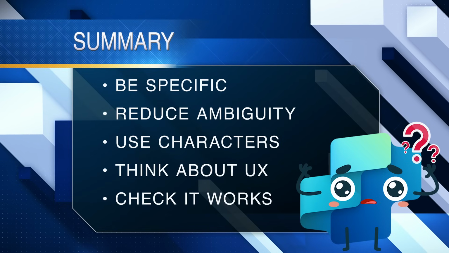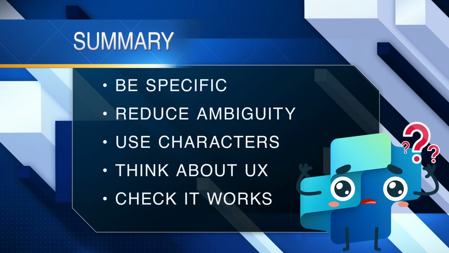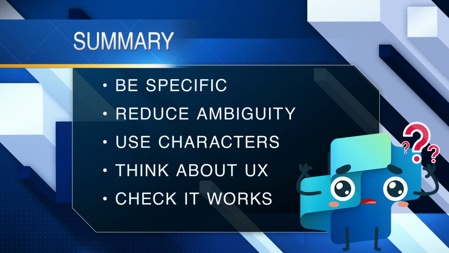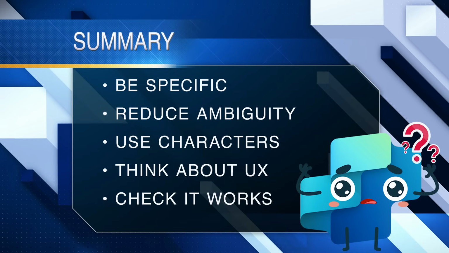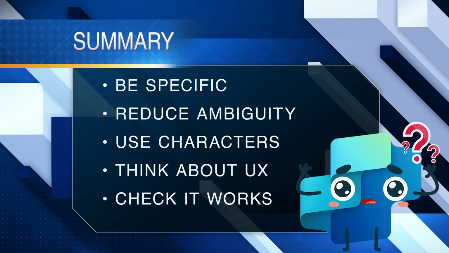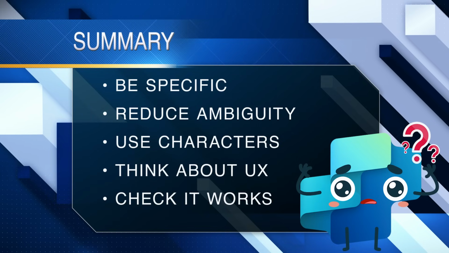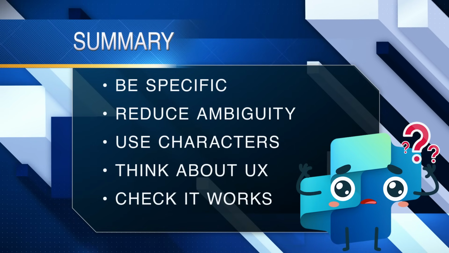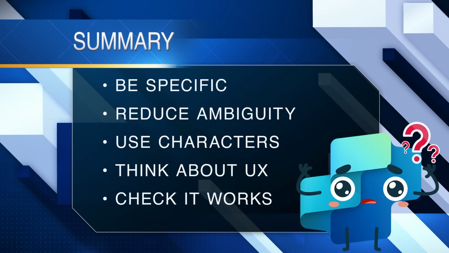So let's move on to the summary then. We want to be specific. We want to know exactly what we're trying to achieve and be specific about what our requests are. This will help us reduce our ambiguity. We don't want the computer thinking we're requesting something else. We want it to actually understand what we're trying to achieve. We're trying to use characters as well.